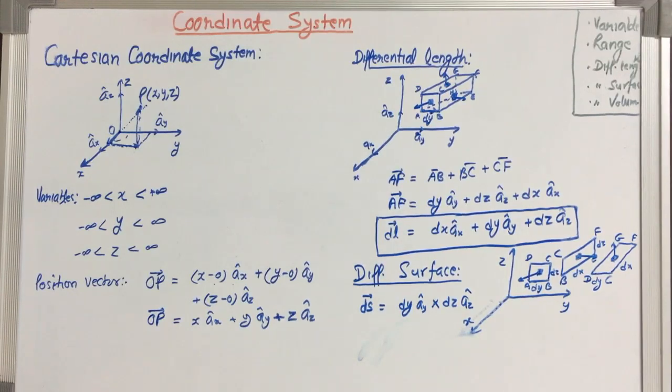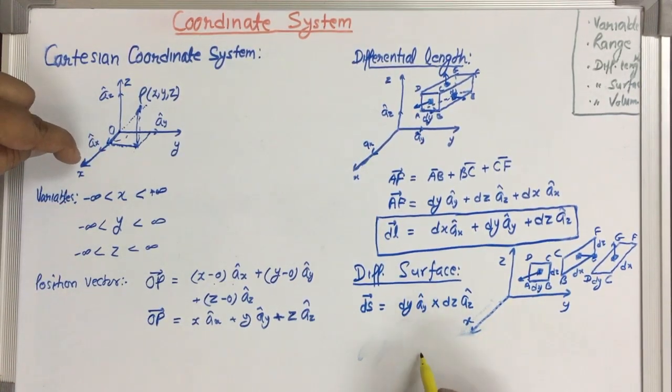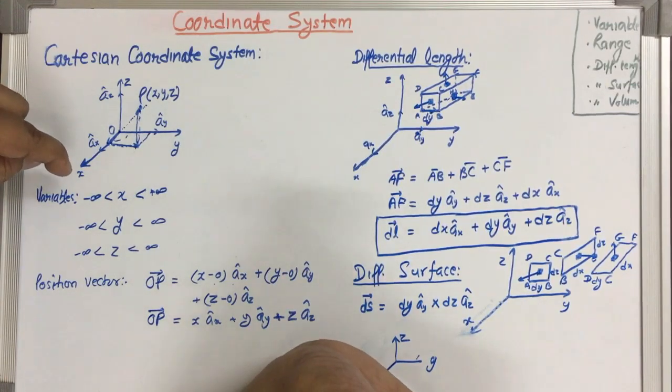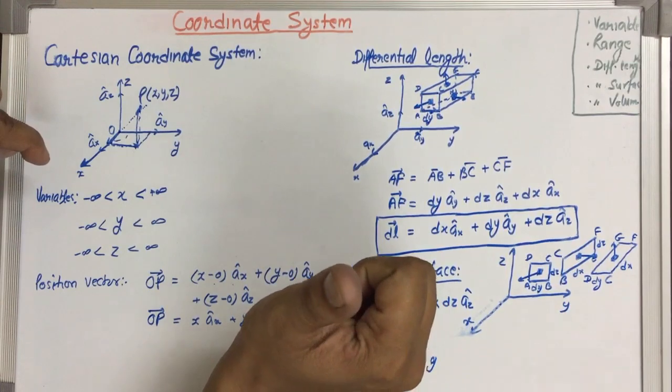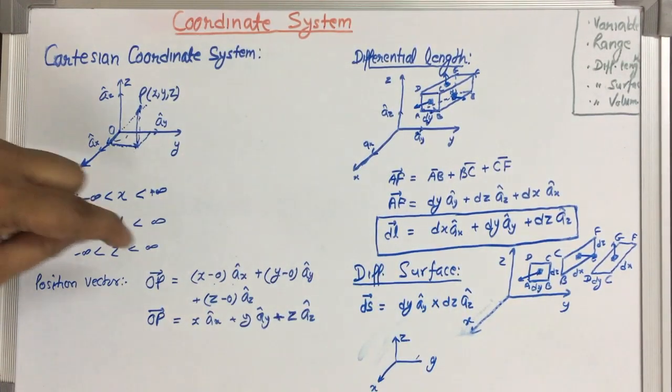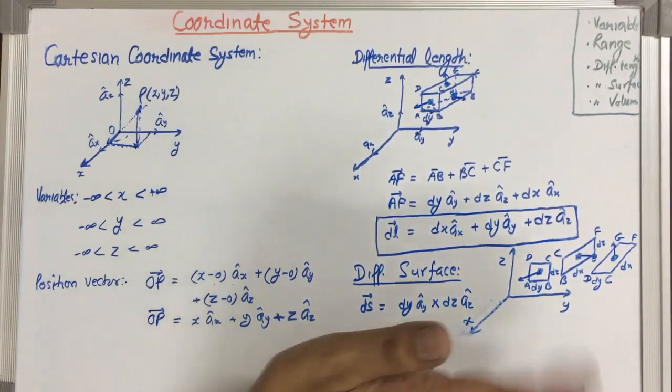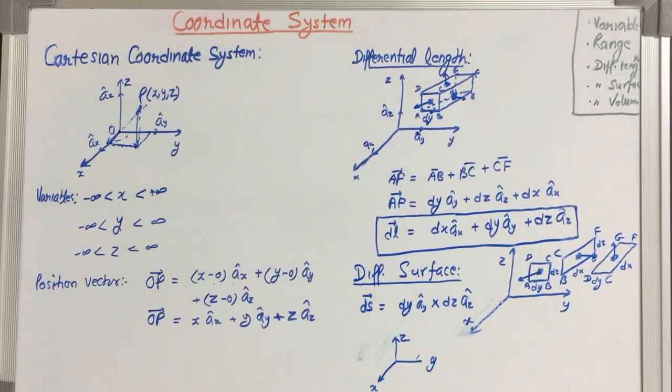We know the right hand thumb rule, or we can say screw rule, that the cross product of x and y will give you, from x to y, the direction of the thumb as the next vector direction, the resultant vector direction. So the cross product of x and y will give you the direction of z.